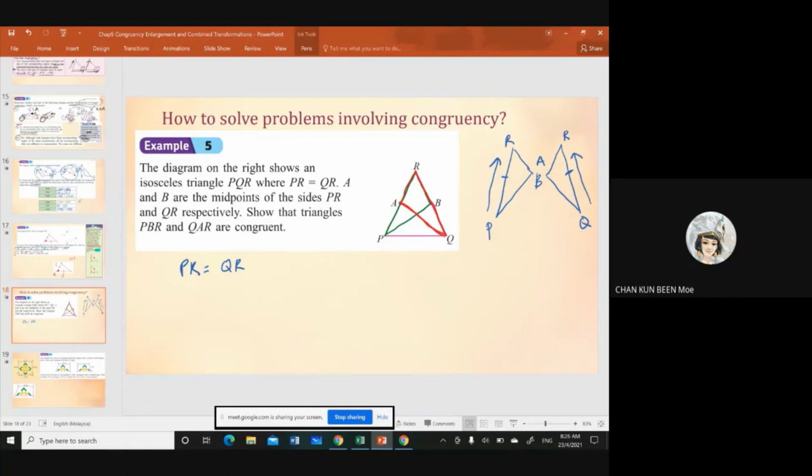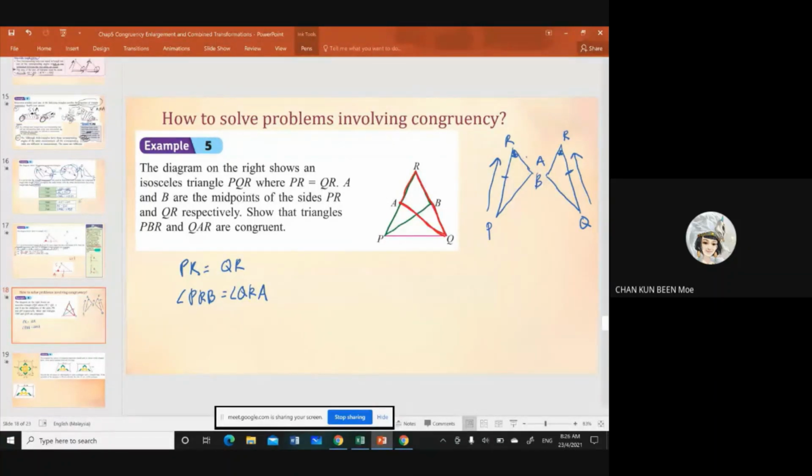Now we look at the angle also. The angle is the same, right? Okay. What is the name of the first angle? This one. Angle PRB. Angle PRB is equal to angle what? QRA. Yes, angle QRA. Okay, so the angle is already done.